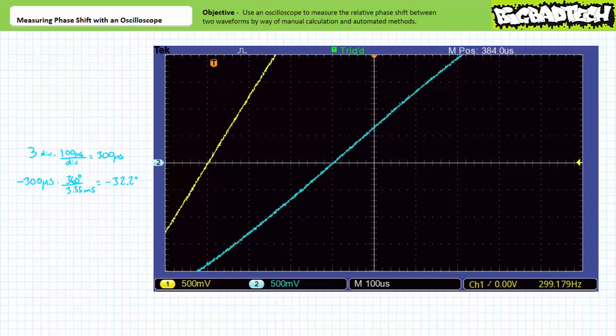Given our horizontal sensitivity is set to 100 microseconds per division, this still represents a time shift of 3 divisions times 100 microseconds per division, or 300 microseconds. As previously, a 300 microsecond time shift inside a waveform with a period of 3.35 milliseconds has a phase shift of 32.2 degrees. Using this increased level of magnification, we still arrived at the same result. However, if there was any doubt previously, it's most certainly been dispelled.